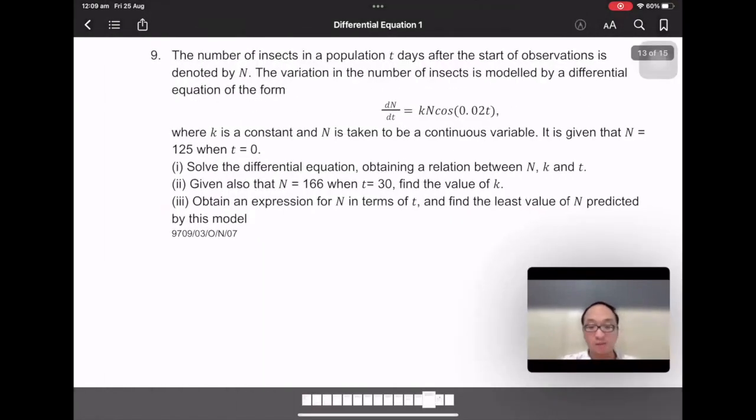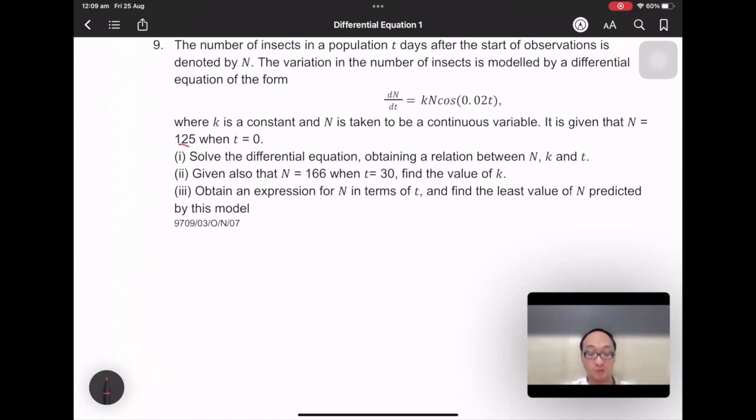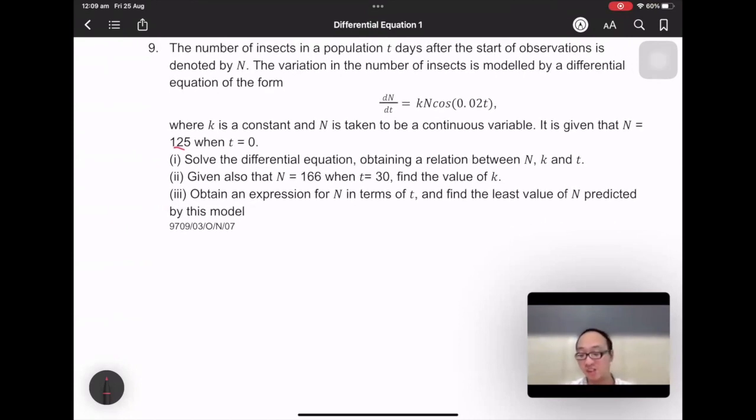Question nine. The number of insects in a population T days after the start of the observation is denoted by N. The variation of the number of insects is modeled by the differential equation. It is given that N equals 125 when T equals 0. Solve the differential equation, obtaining the relation between N, K, and T.